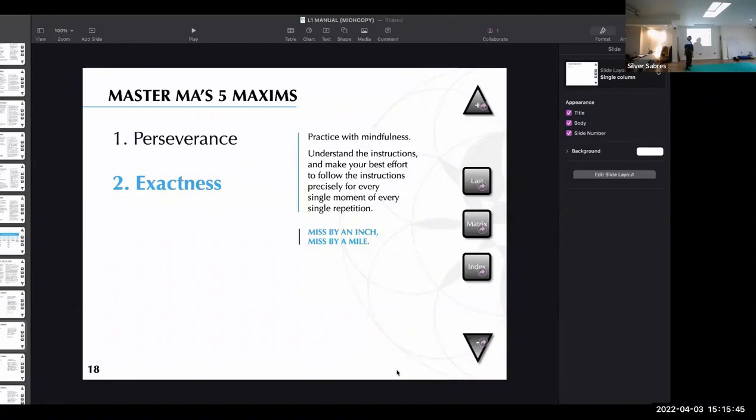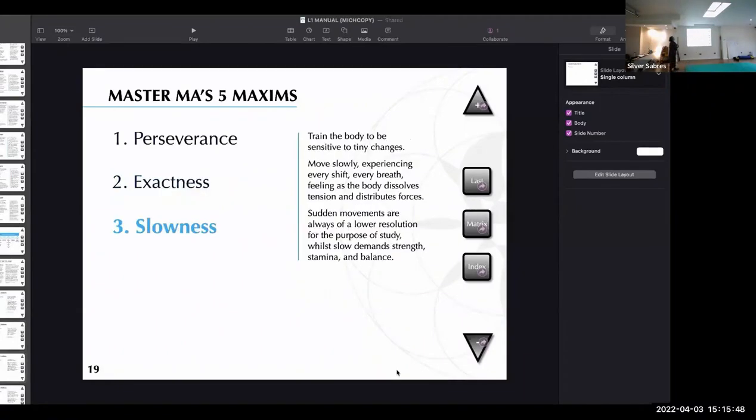Right? Don't just scribble it down. Slowness. Now this is tough. This one comes back constantly, over and over. Train the body to be sensitive to tiny changes, tiny, minute. Move slowly, experiencing every shift, every breath, feeling as the body dissolves tension and distributes forces.